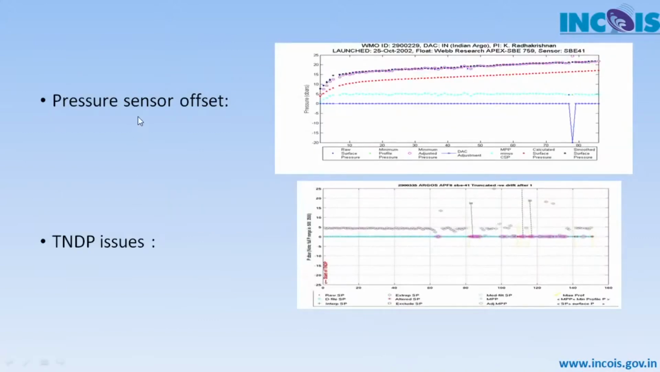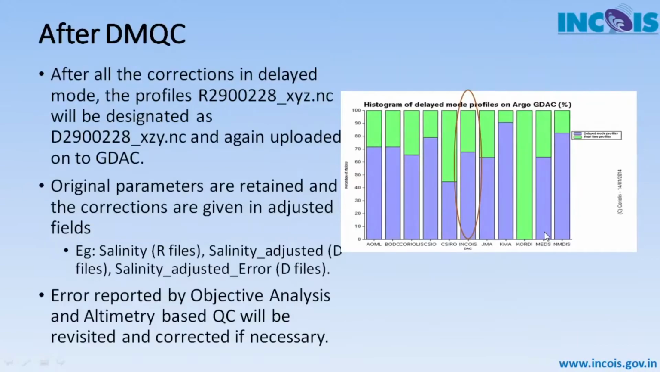And for pressure sensor offset, you can see there are some issues with the sensors, and there is an offset. This needs to be corrected for the pressure sensors. Then there are TNPD issues. Sometimes there can be a negative pressure sensor offset, but it is truncated to 0. That's why we will never know how much that offset is, so the correction cannot be done. This we call TNPD issues, and this also needs to be flagged accordingly.